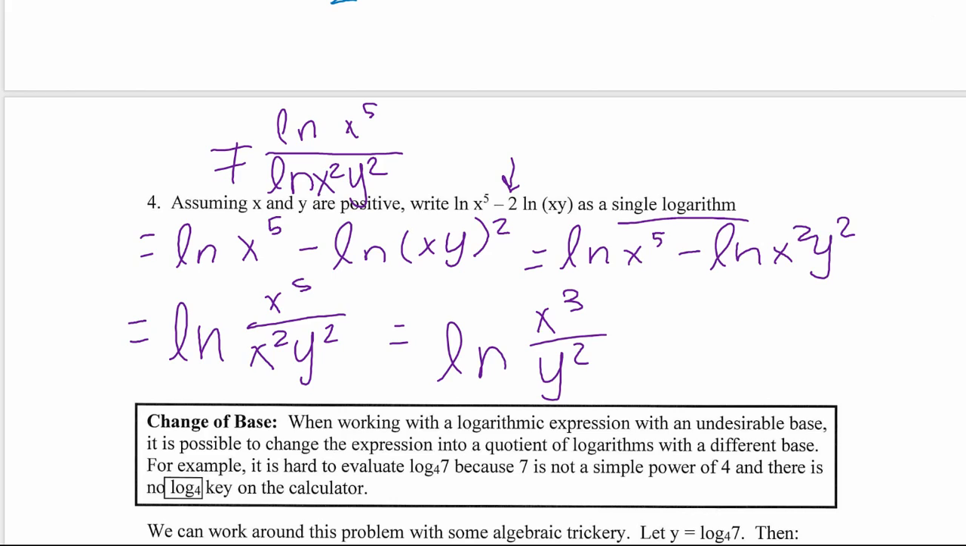You can now do questions 1 through 12 in the property of logs homework. I'm going to be checking all this homework when I finally get back. I'm not sure when that is yet. I will keep you guys posted. Like I said, if you have any questions, please feel free to email me. If not, I can answer questions when I get back.